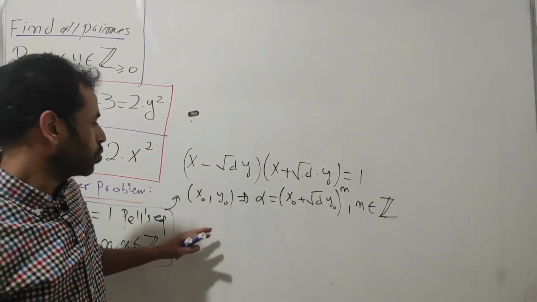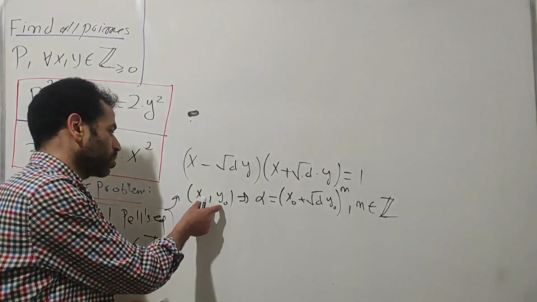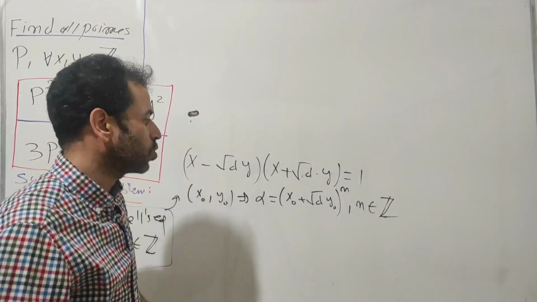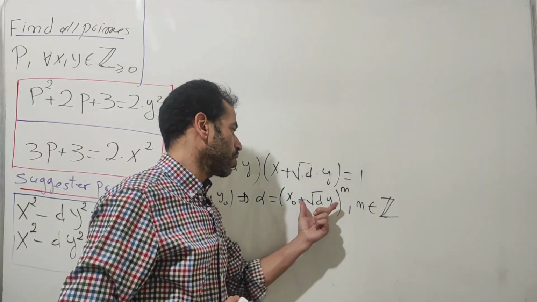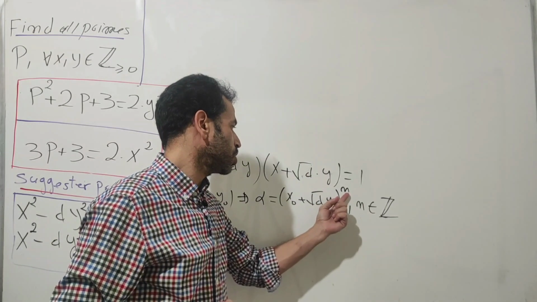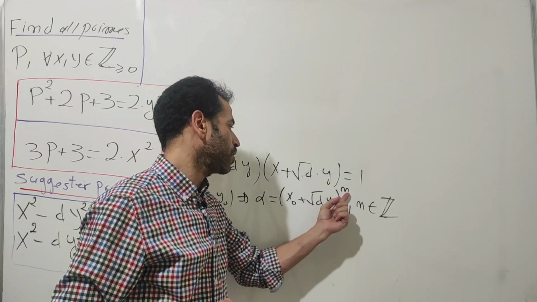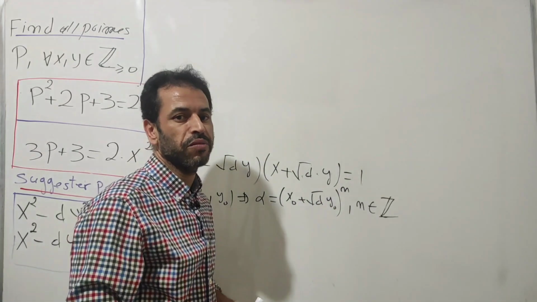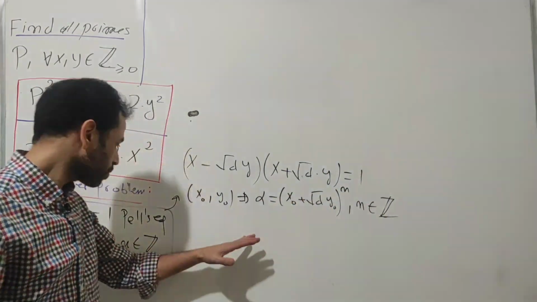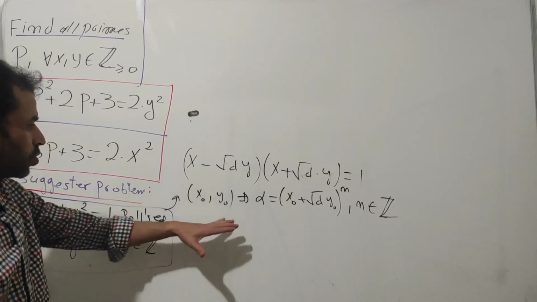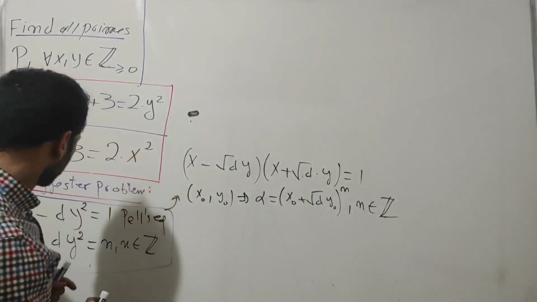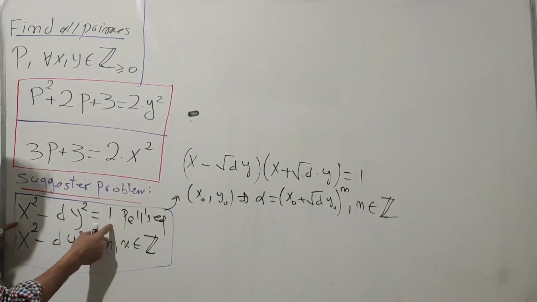You find the smallest solution which verifies this equation, then you write your solutions in the form of the recursion. As you change the value of n, you get a new solution. We will have infinitely many solutions for this equation: the first solution, the second solution, and so on. But this happens for the equation which has 1 as the value on the right-hand side.